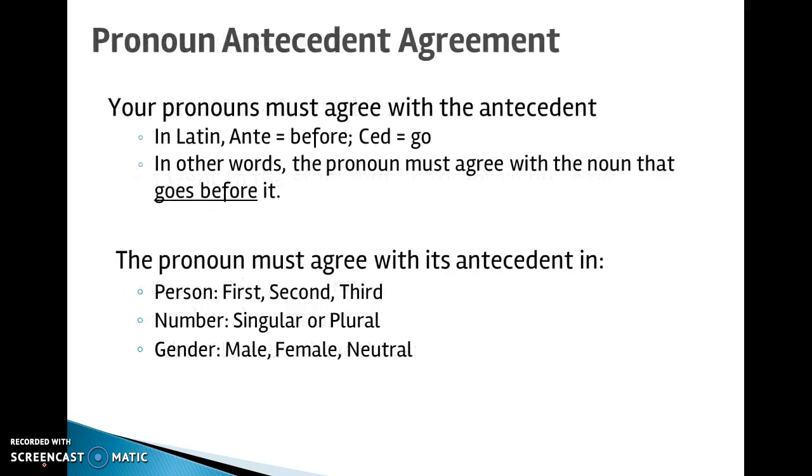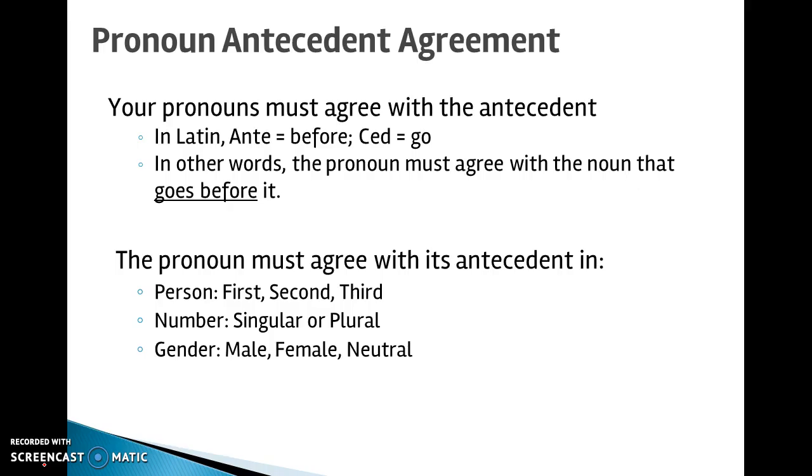So let's move into pronoun antecedent agreement. You can remember the word antecedent based on its Latin roots and prefixes, "ante" meaning before and "cedere" meaning go, so the antecedent goes before the pronoun. And there are three basic ideas to keep in mind when considering pronoun antecedent agreement.